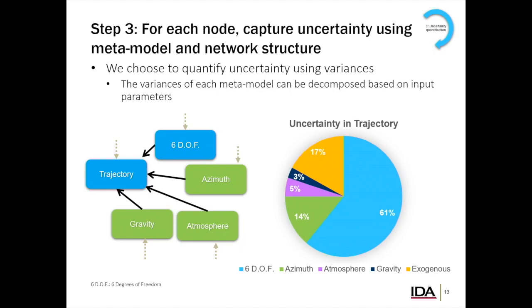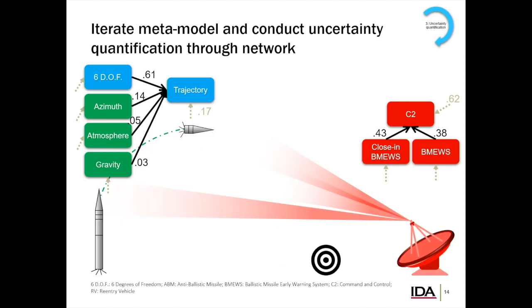So trajectory, again, completely made up numbers. 6DOF maybe accounts for 61% of the trajectory uncertainty, 14% for azimuth, 5% for atmosphere, 3% for gravity. What's left? It has to add up to 1. It's those exogenous input parameters that are being fed into trajectory. Okay. So this is step 3, uncertainty quantification. This is just the method I've chosen. You're welcome to choose whatever method you want, your favorite UQ method.